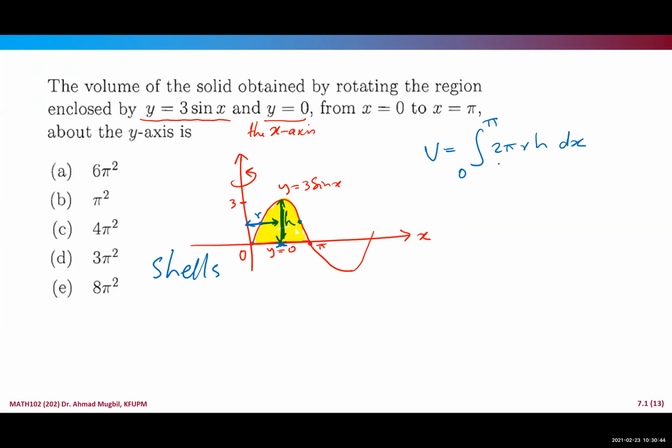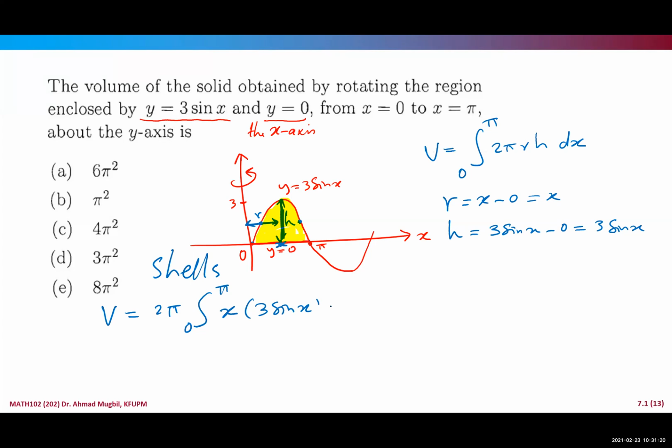Now the question is, what is r here? r is the distance from the line that we draw to the axis of rotation. So it is x minus 0, it is x. And h is the length of this line. It is the upper curve minus the lower curve. So it is 3 sine x minus 0, so it is 3 sine x. Now come to your integral. The volume will be 2 pi times the integral from 0 to pi. r is x. What is h? h is 3 sine x dx.